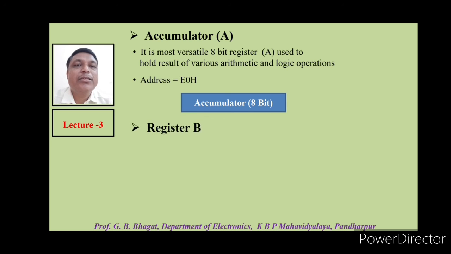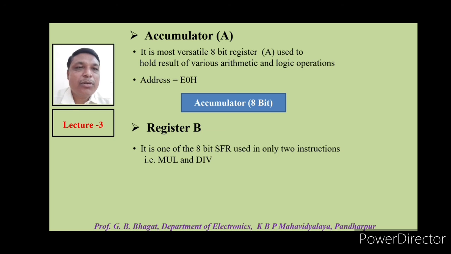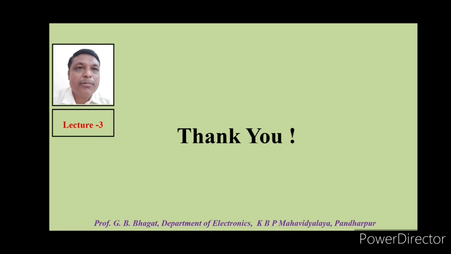The accumulator has a size of 8 bits. Next, register B. Register B is one of the 8-bit SFRs that is used in only two instructions, that is the multiplication instruction MUL and the division instruction DIV. The address of register B is F0H. This is register B, having a size of 8 bits. These are the various SFRs in 8051.